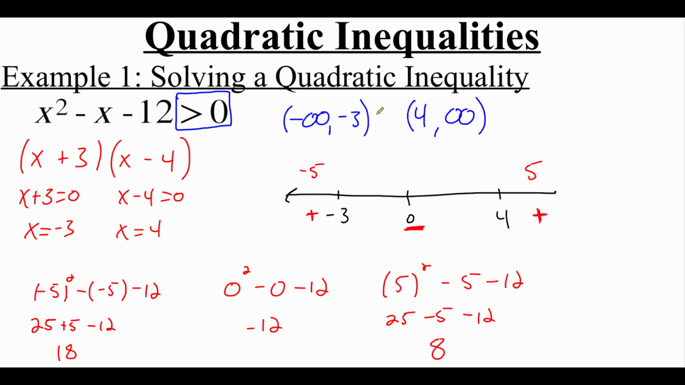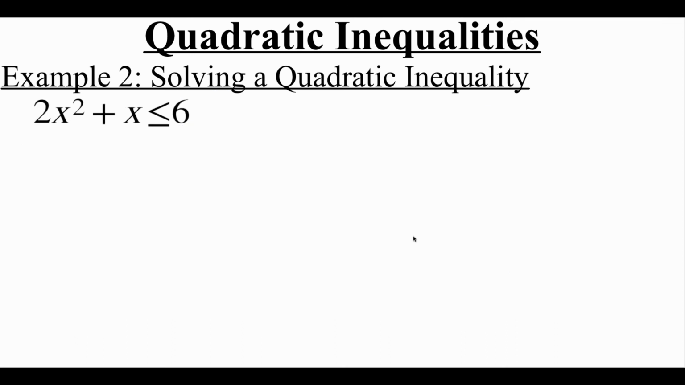So then these two intervals combined, I'm going to put a union symbol between them. The union of these two intervals is our solution set. We're going to look at another quadratic inequality here. So we've got 2x squared plus x is less than or equal to 6.